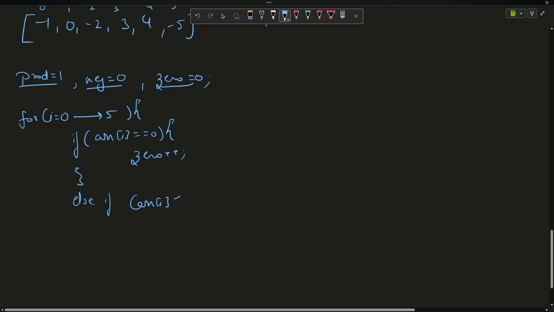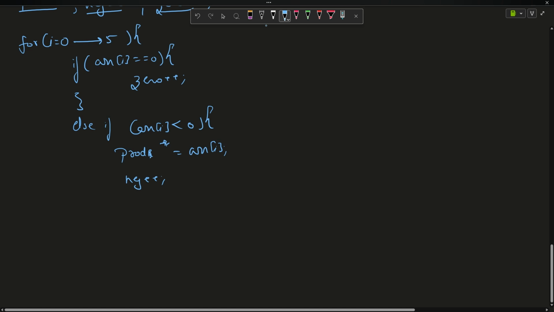Second thing is else if arr[i], that is the array element, is less than 0. That means it is a negative, so please multiply it. That is product *= arr[i] and negative++. That is the count for the negative numbers is increased. I have encountered a negative number, so I have increased the count of negative elements in the array.